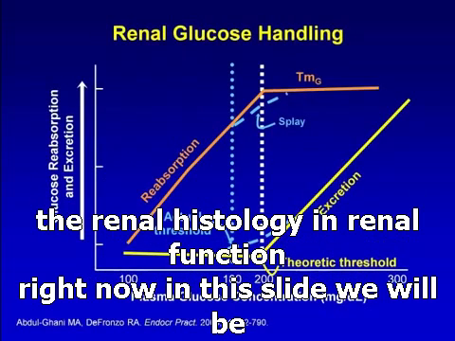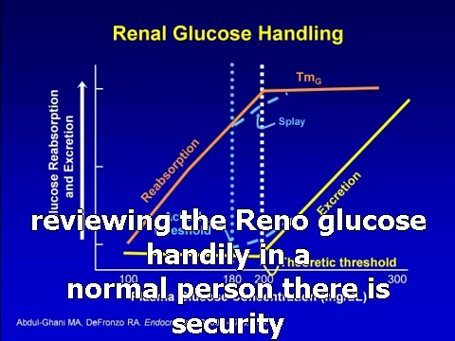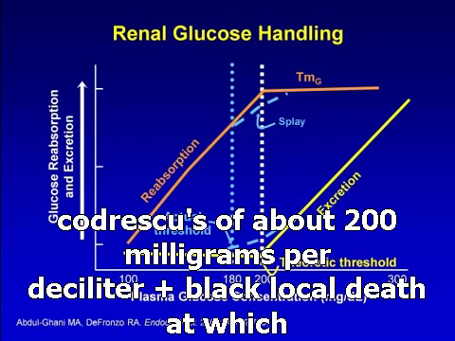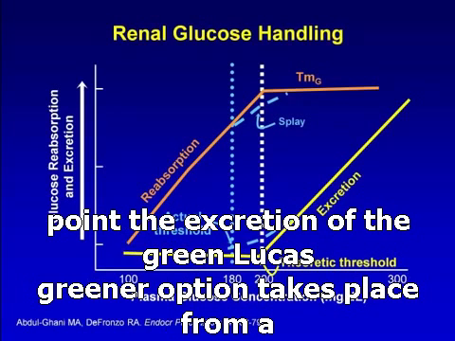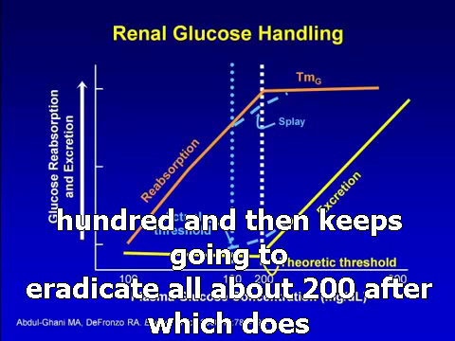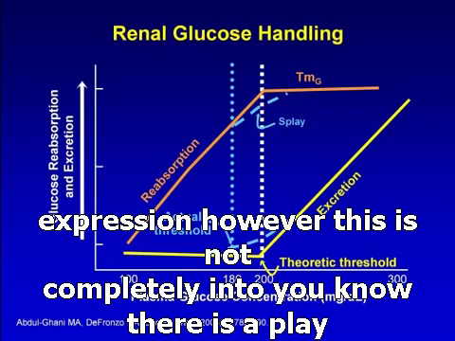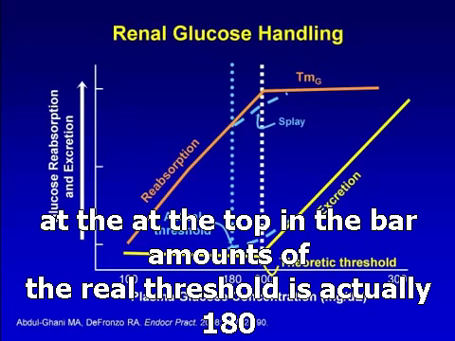So in this slide, we will be reviewing the renal glucose handling. In a normal person, there is a theoretical threshold of about 200 milligrams per deciliter of plasma blood glucose, at which point there is excretion. So the glucose renal reabsorption takes place from, say, about 100 and then keeps going theoretically till about 200, after which there's excretion. However, this is not completely sharp; there is a splay at the top end and the bottom end.